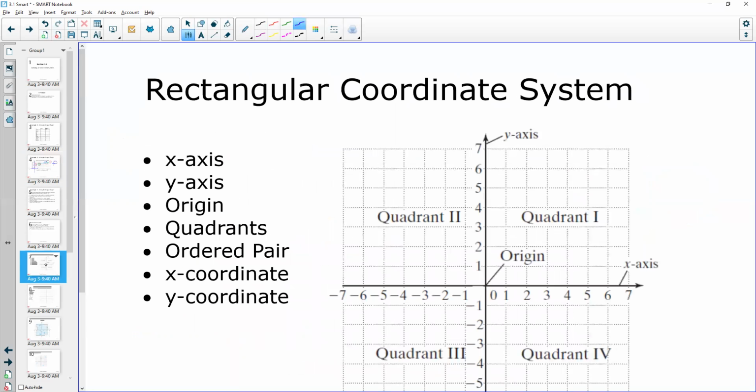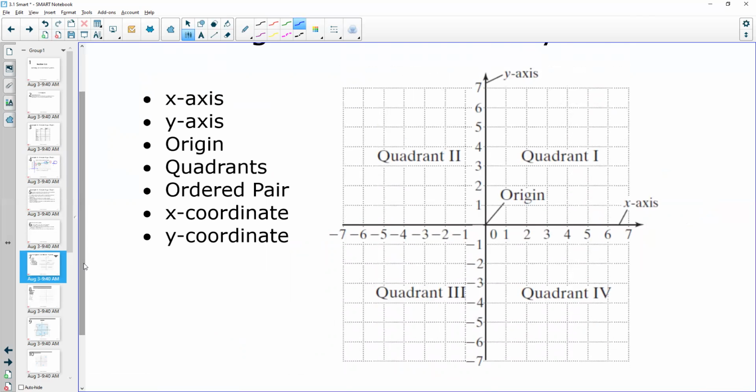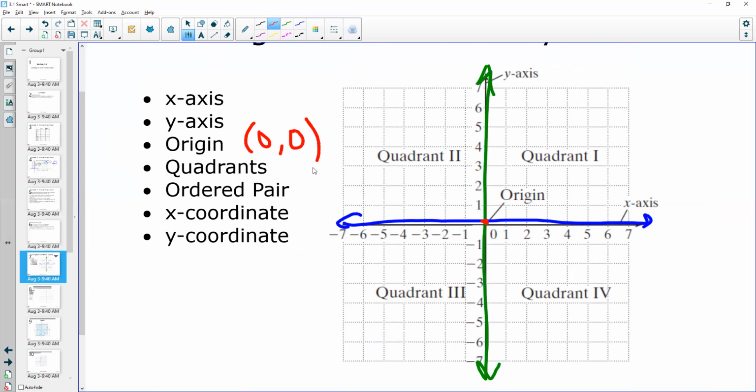So on a coordinate grid system, there are some labels and things just to keep in mind. So the x-axis is always the horizontal axis. It's the line here in blue. The y-axis is always the vertical, the line here in green. The origin, I'm going to put here in red, is always the point at the center. The ordered pair for it is 0, 0.